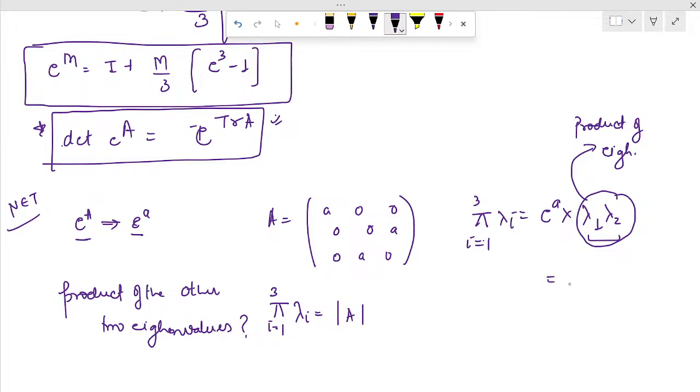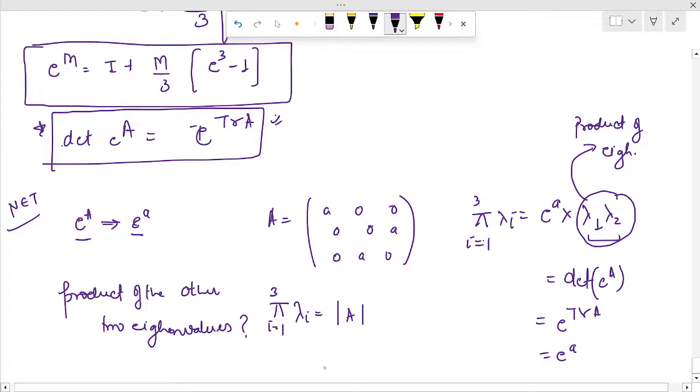What is the product of eigenvalues? It is equal to the determinant of e power A. And what will be the determinant of e power A? It will be e power of trace A. What is e power of trace A? It is simply e power a. So you can say that the product of other eigenvalues would be simply unity.